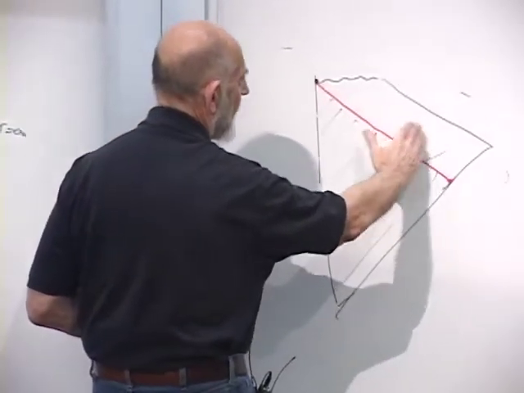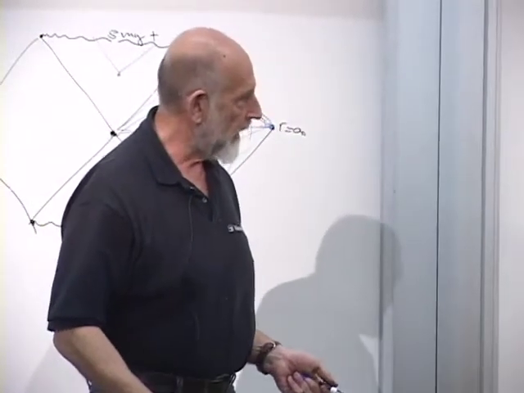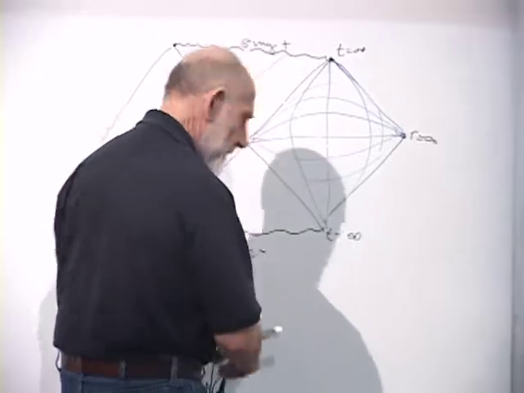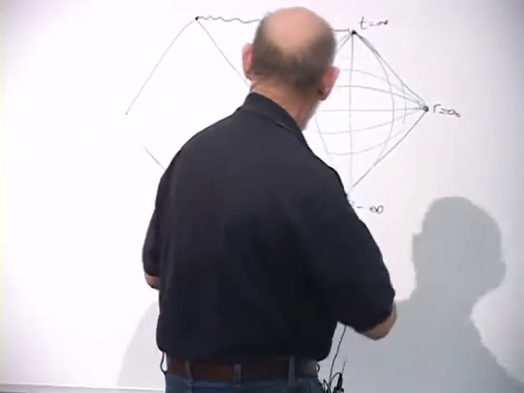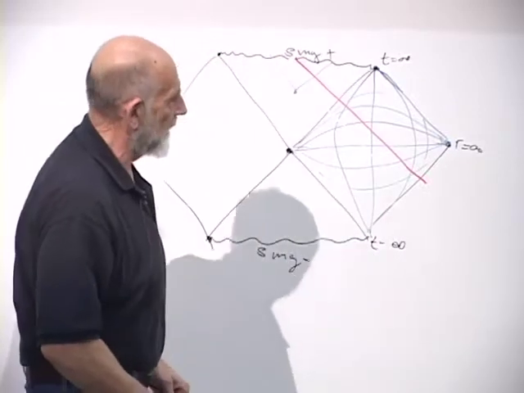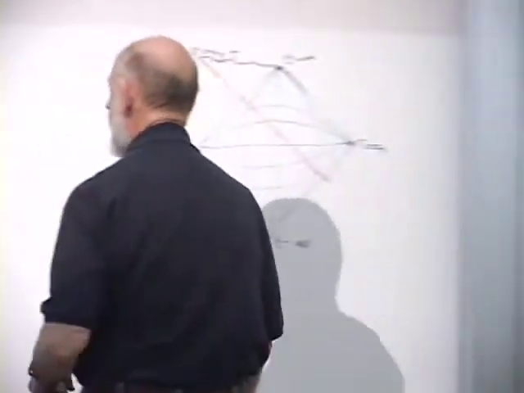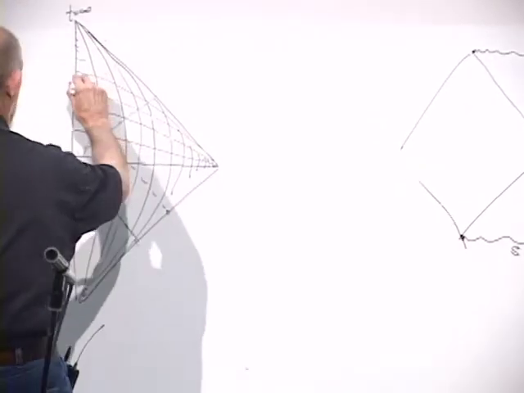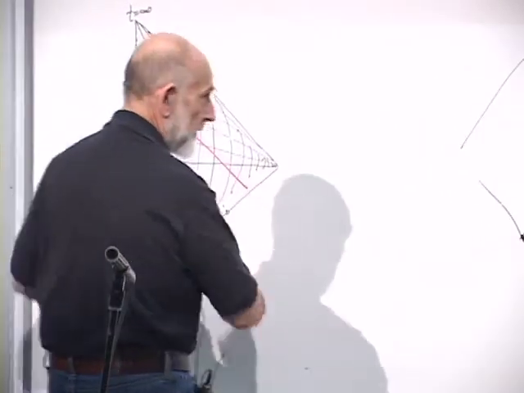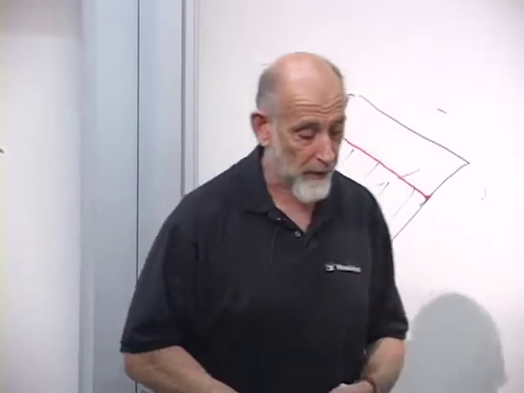Out here, that's the Schwarzschild metric. I've erased the rest of it, but here it is. It's everything above this red line. That's what goes here. Everything below the red line, that's here. That's the simplest formation of a black hole.